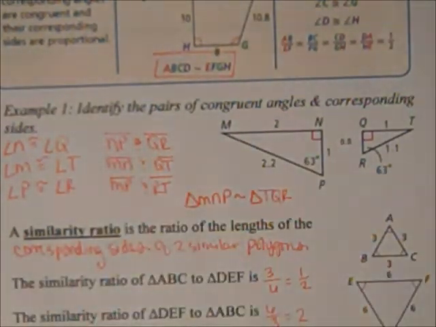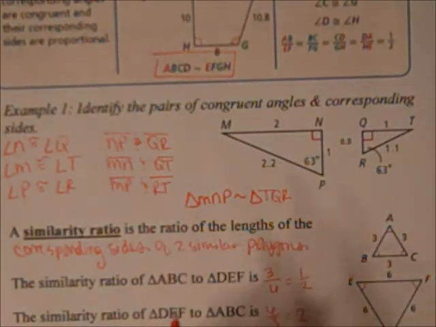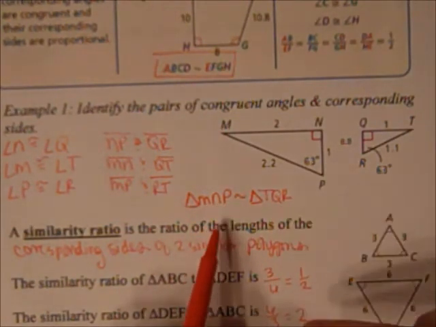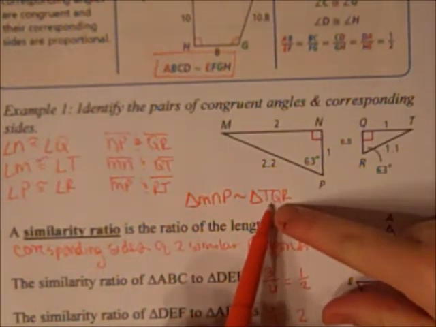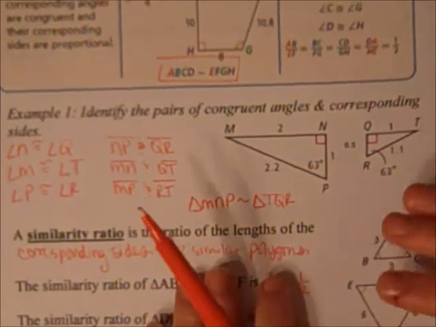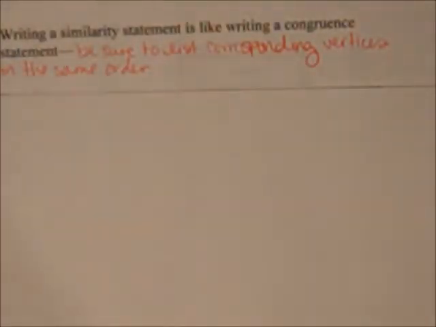P came last, so that means R has to be last here. Because people are going to read this, and when they read your similarity statement, they're going to automatically know, okay, M and T, N and Q, P and R. M, N should be with T, Q, and on and on and on. So you have to make sure you write these in the correct order, or you're going to lose points for that. And you're not going to be saying what you want to be saying, and that's a bigger problem.